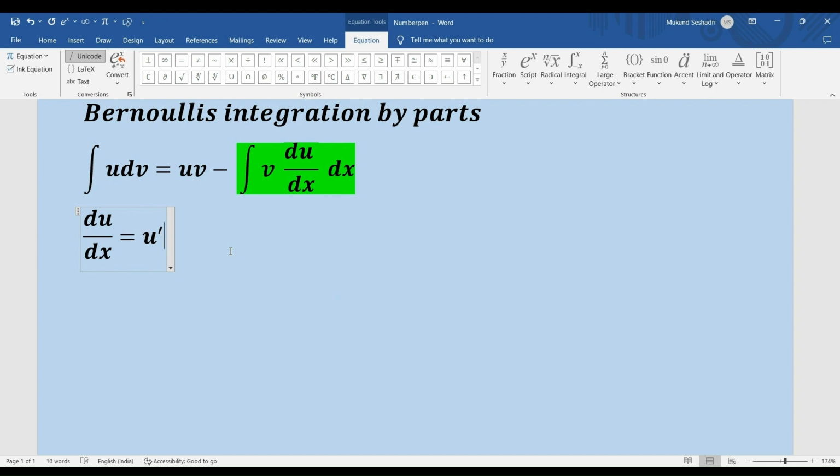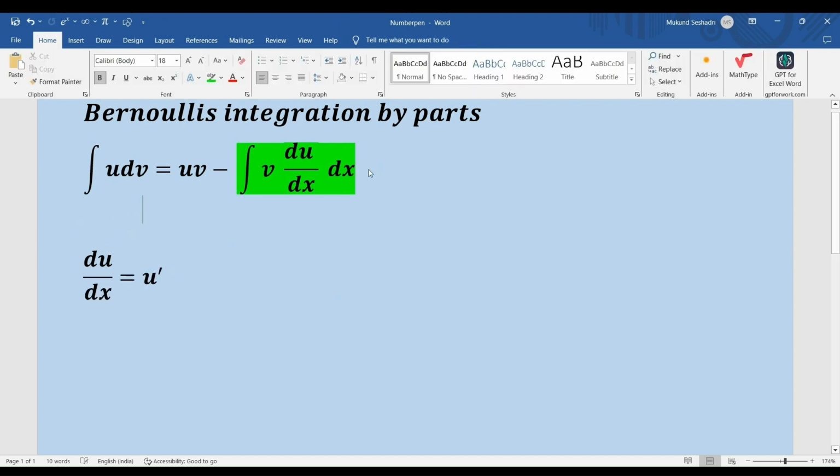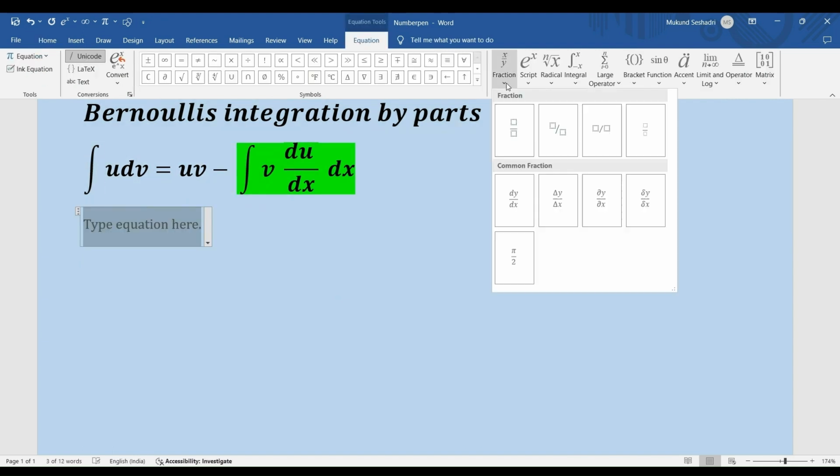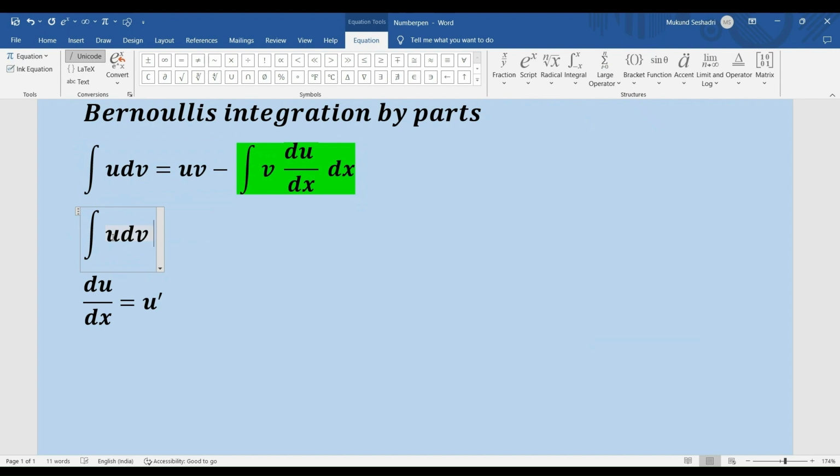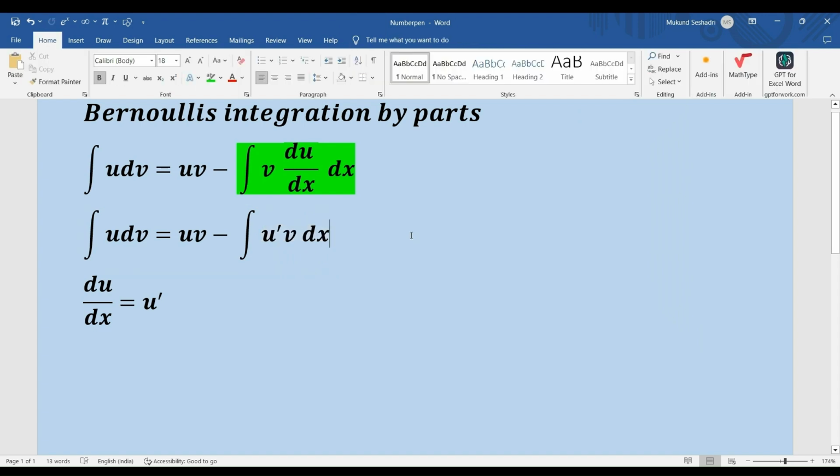I'm going to go back to this integration by parts and rewrite it using u dashed. My first part, the integral of u dv, remains as it is, and then I have my uv. Then the green expression becomes the integral of u dash times v dx. This is what I get. Now I apply integration by parts again to this particular expression, and let me again highlight it in green.